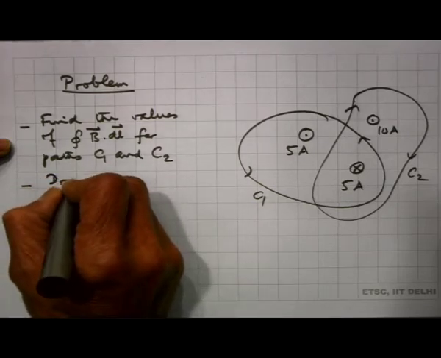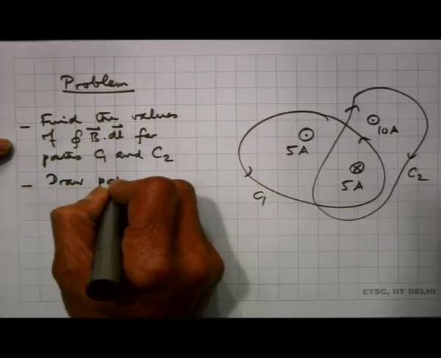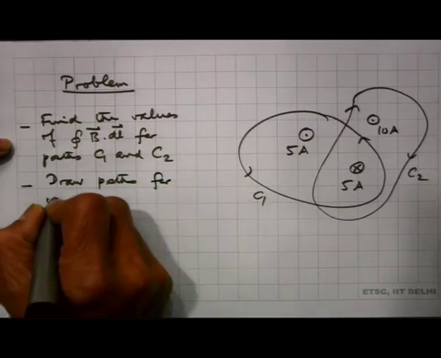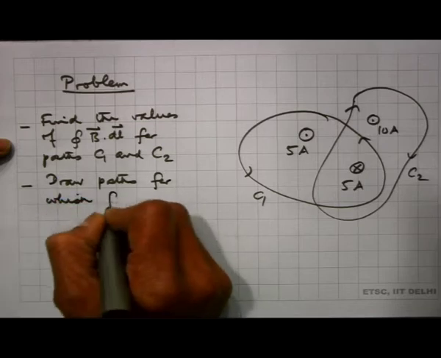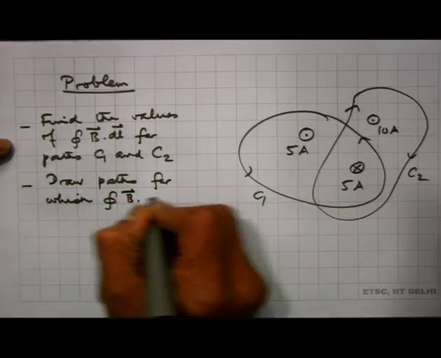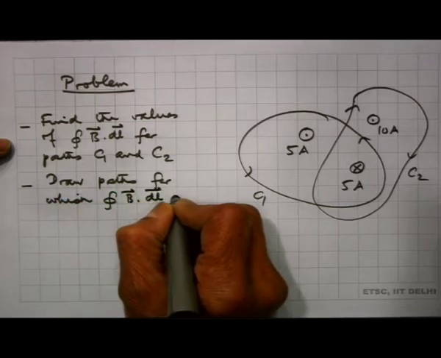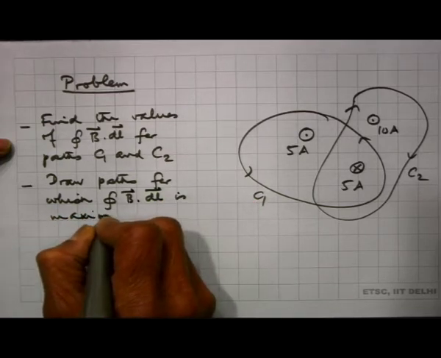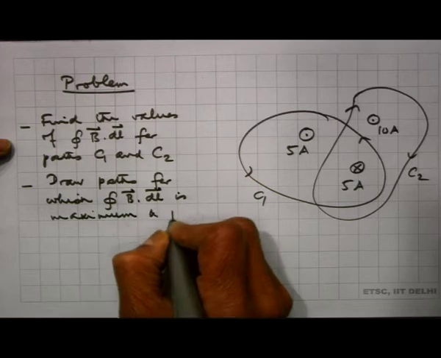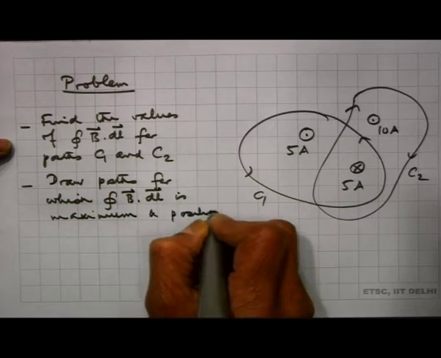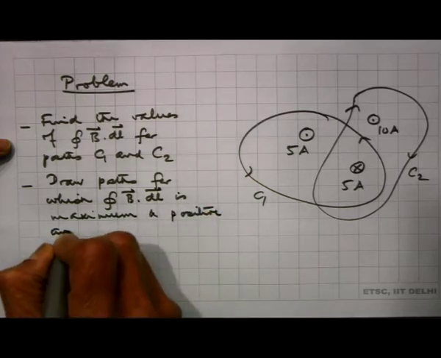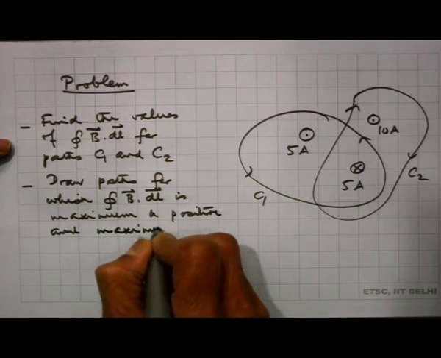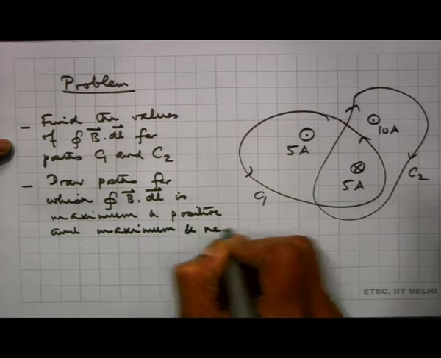Draw paths for which integral B dot dl is maximum and positive, and maximum and negative.